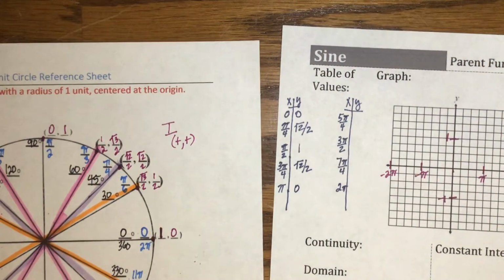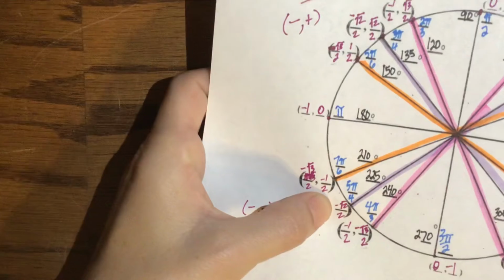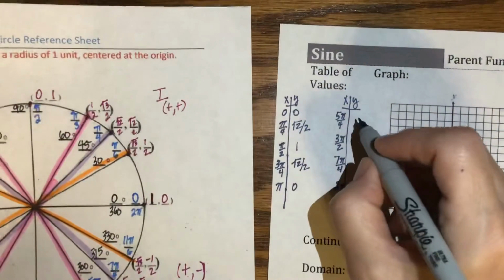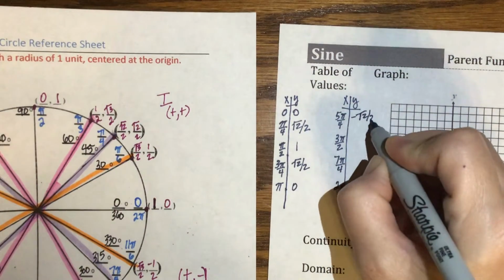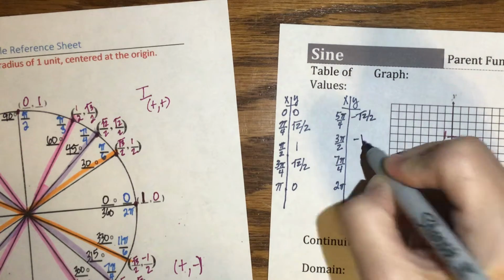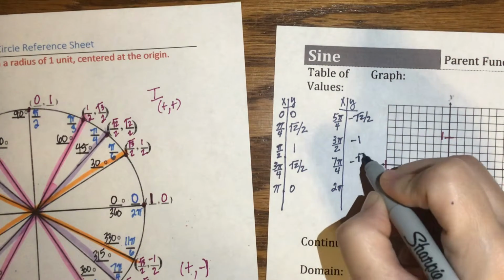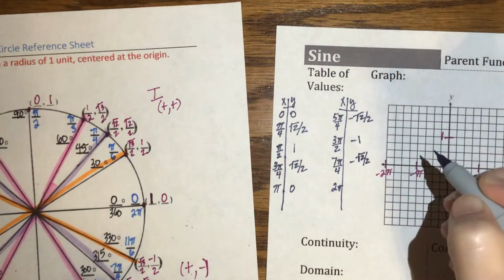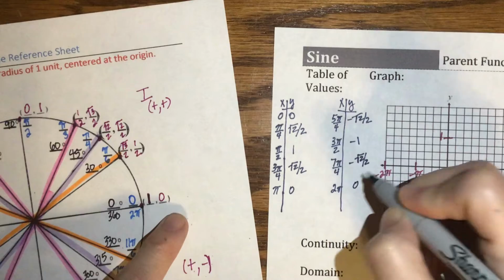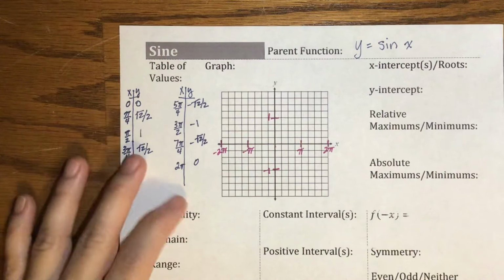I'm just going right around my circle here. So I'm right here now. 5 pi over 4, my y coordinate is negative square root 2 over 2. 3 pi over 2, my y coordinate is negative 1. 7 pi over 4, negative square root 2 over 2. And then 2 pi, I'm at 0. So these are the points I am going to plot. And here we go, let's do it.